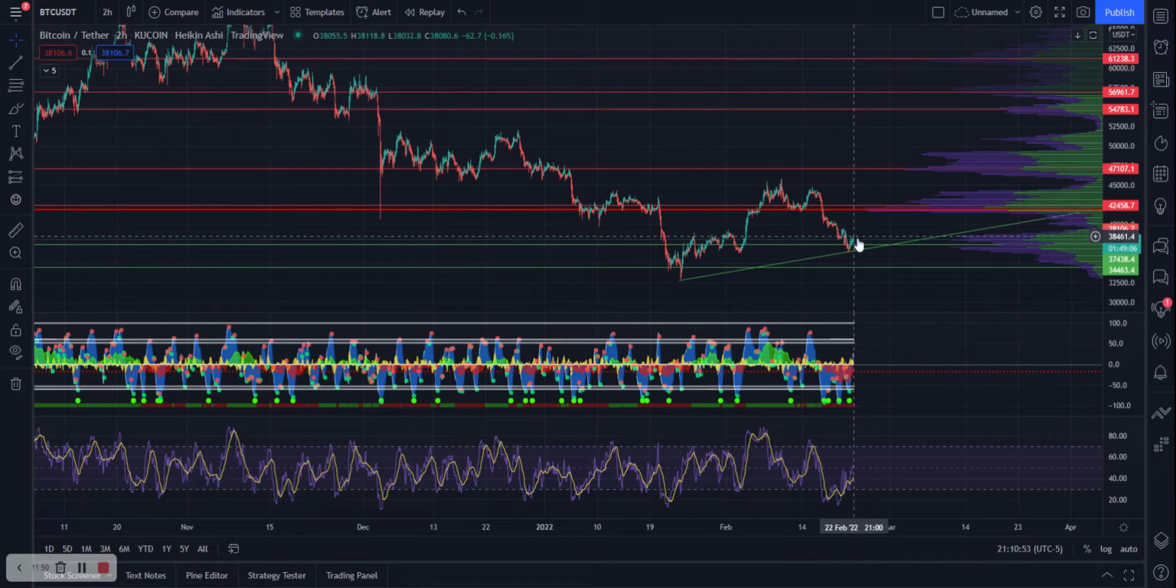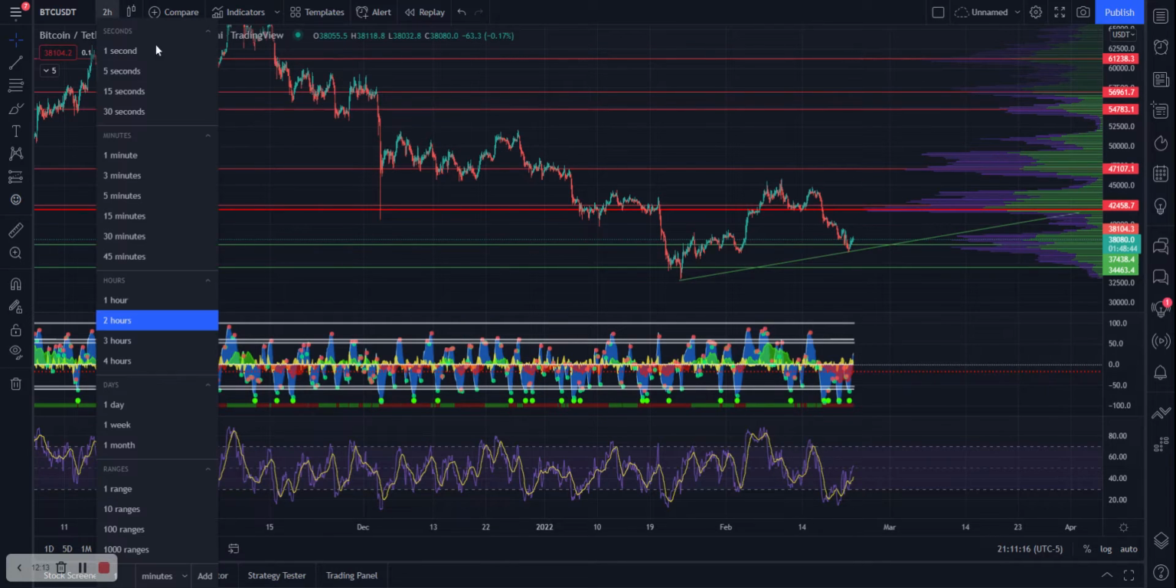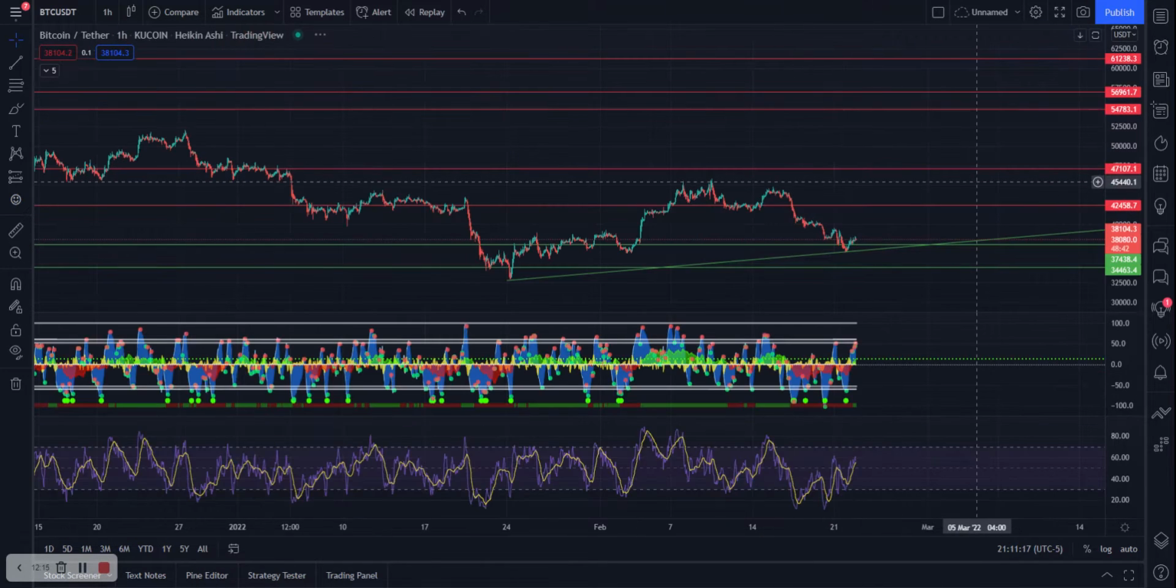However, we are making some lower highs here, so we need to be careful. We need to see if this range could be trading above that 39. If we can get above 39.5, that would be great, kind of indicating that we have a higher high in the market and that we could be testing 42,000 very soon. So that's on the 2 hour. All right. Not too bad. And we'll hop into the hourly.